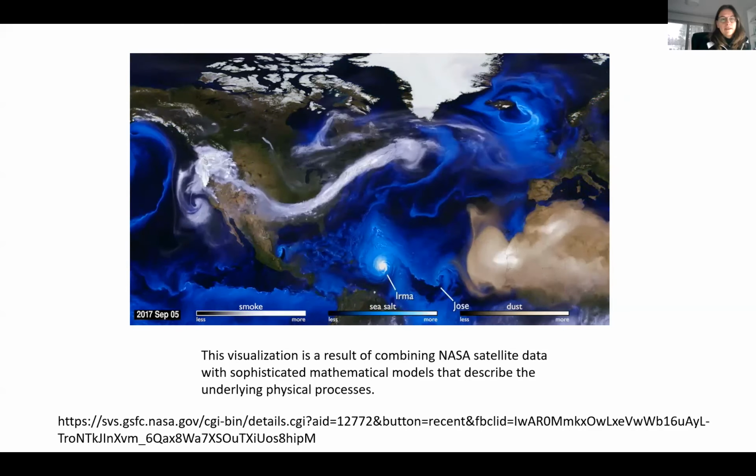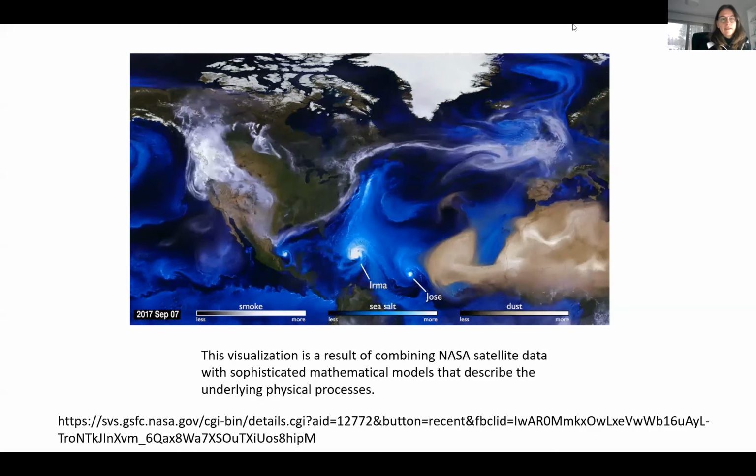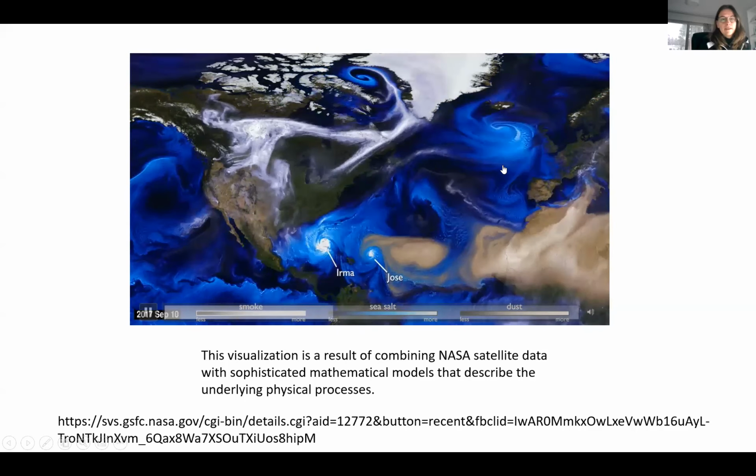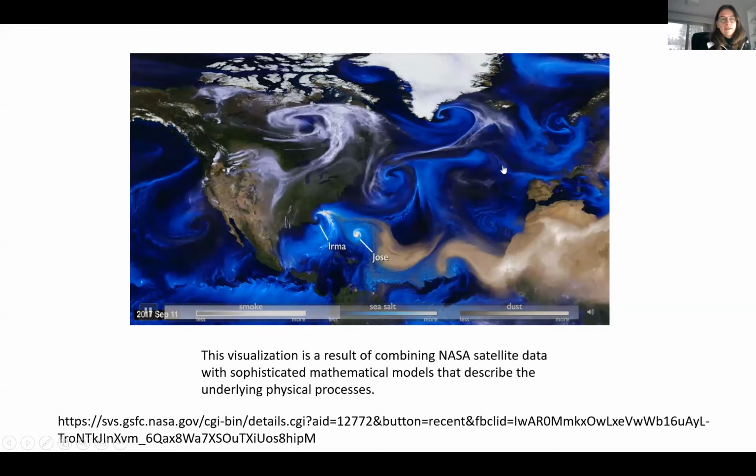Advances in computing speed allow scientists to include more details of these physical processes in their simulations of how the aerosols interact with the storm systems.